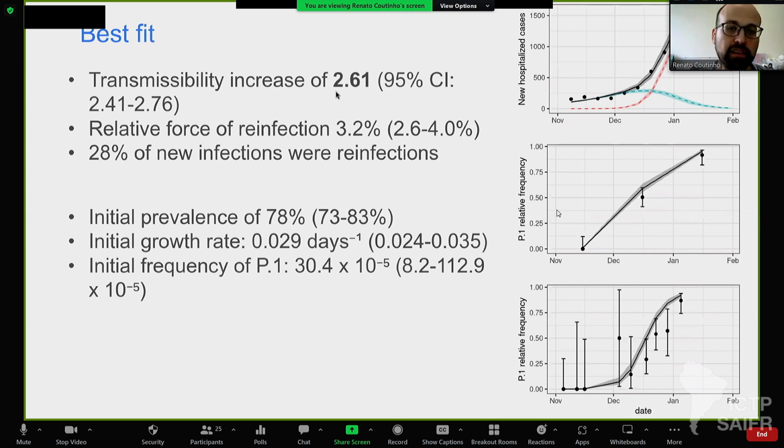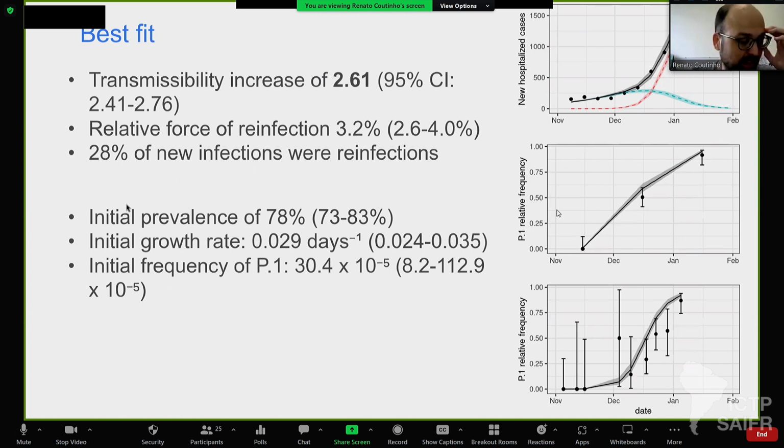So we have that the new variant is about 2.6 times more transmissible. Reinfection force was about 3.2%. So if you had COVID before, you are about 30 times less likely to have it again than someone that didn't have it before. So this would be a relatively weak force of reinfection, okay? So gamma is not very good at reinfecting people, but even with this small possibility of reinfection, only 3%, we estimated that 28% of new infections that happened here were due to reinfections, okay?